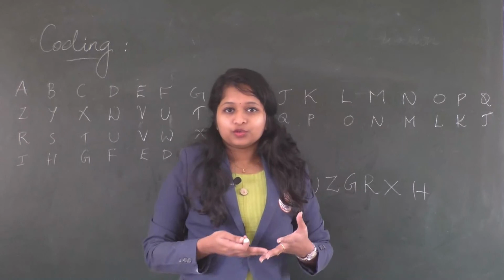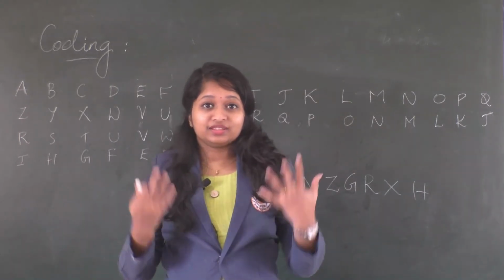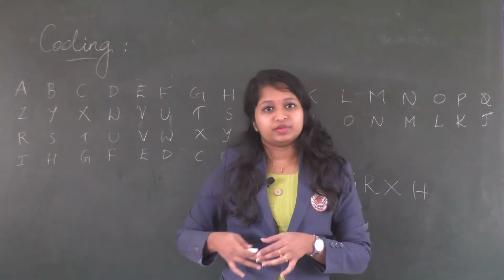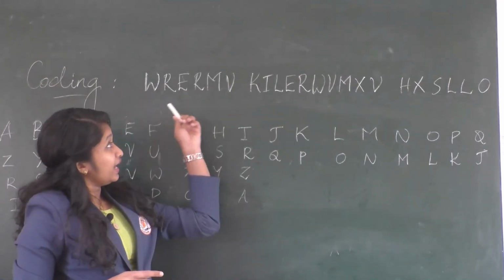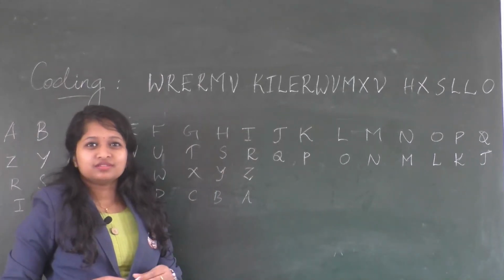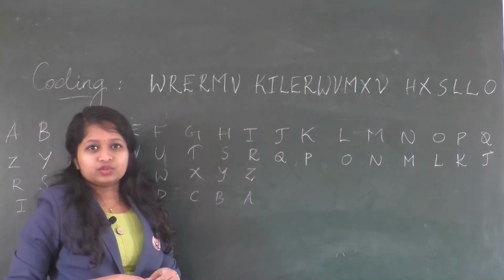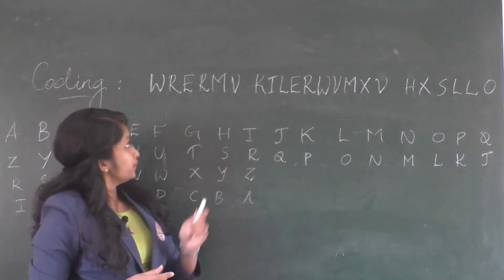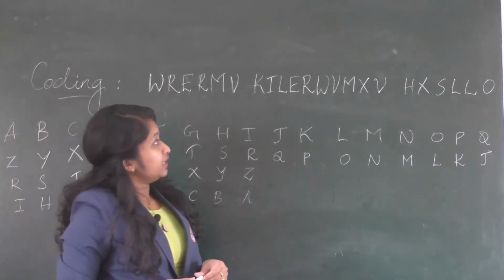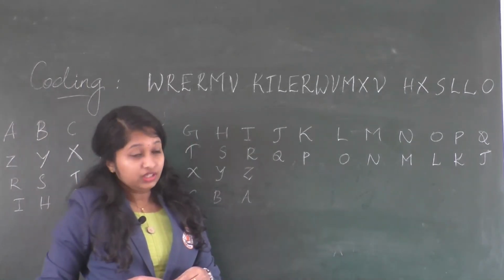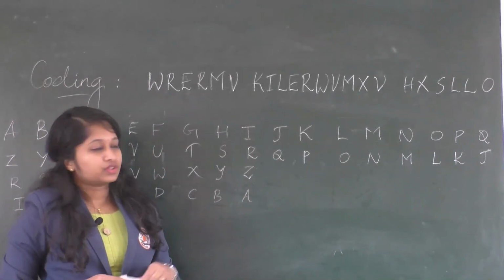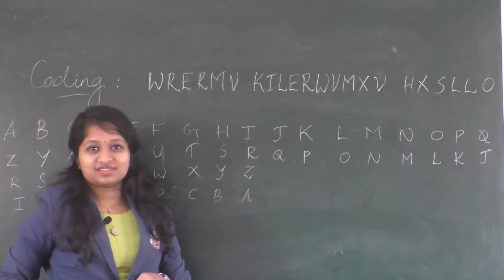So you also try at home to write your name or any other secret messages using newly formed alphabets. Children, I have written something here. Can you decode this? This has 3 words in it. WRERMV, KILER, WVMXV, HXSLLO. So find what this is.